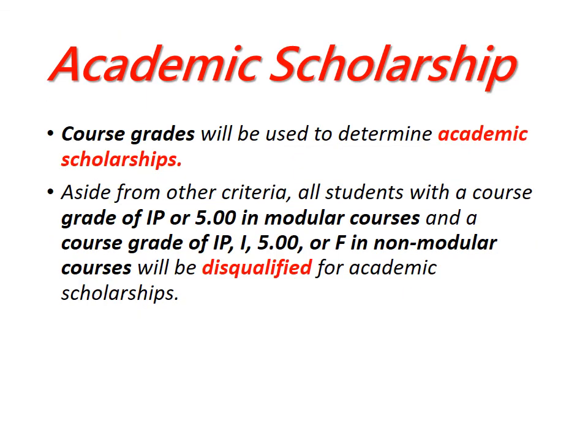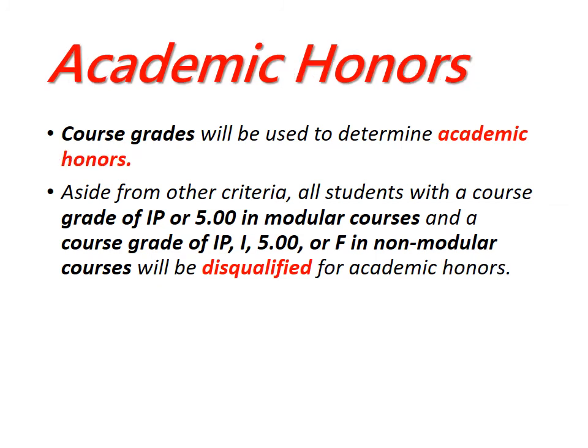Course grades will be used to determine the academic scholarships. Aside from other criteria, all students with a course grade of IP or 5 in modular courses and a course grade of IP, I, 5, or F in non-modular courses will be disqualified for academic scholarship. Course grades will be used to determine academic honors. Aside from other criteria, all students with a course grade of IP or 5 in modular courses and the course grade of IP, I, 5, or F in non-modular courses will be disqualified for academic honors.